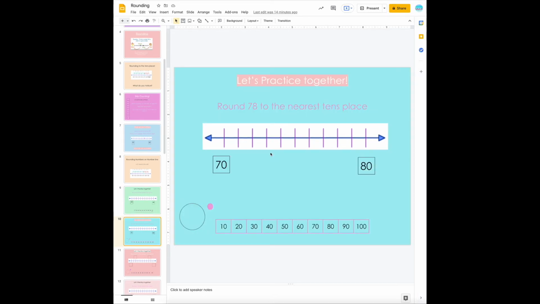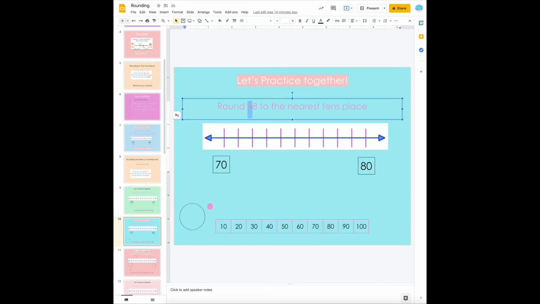Okay guys, let's try another one. So now we're going to take the number 78. So remember that our first step is to find the two tens that our number that we're rounding to falls in between. A good trick is to use this down here. This is going to be your kind of helper. These are going up by 10, so you can kind of figure out where your number falls in between, 78.